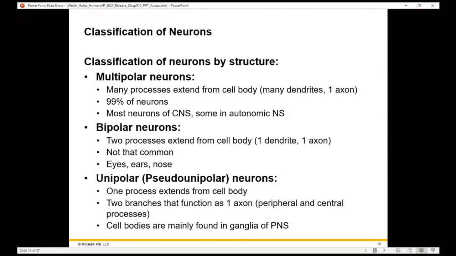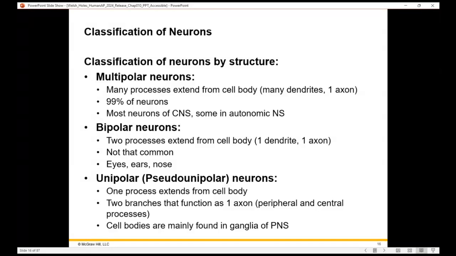Classification of neurons by structure includes multipolar neurons, bipolar neurons, and unipolar neurons. Multipolar neurons have many processes that extend from the cell body: many dendrites and one axon. 99% of your neurons are multipolar. Most neurons of the central nervous system are this type. Some are in the autonomic nervous system.